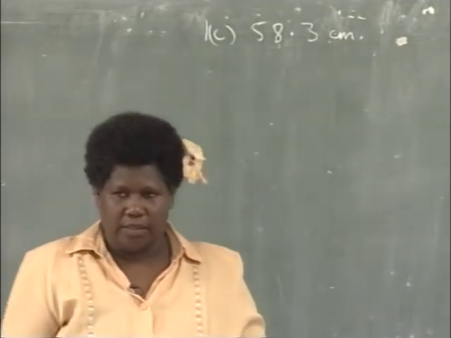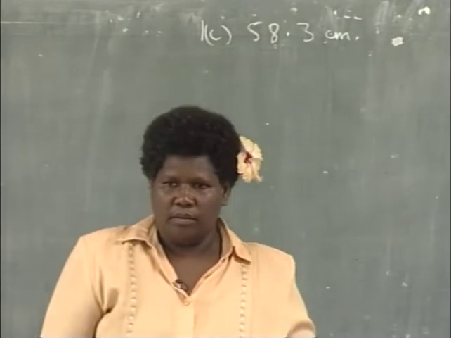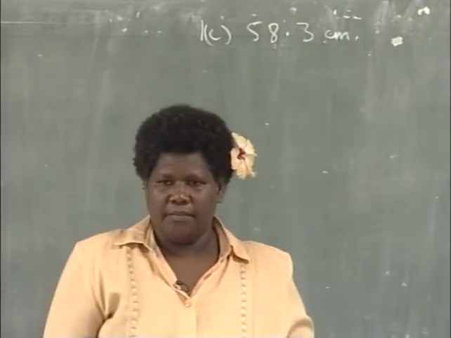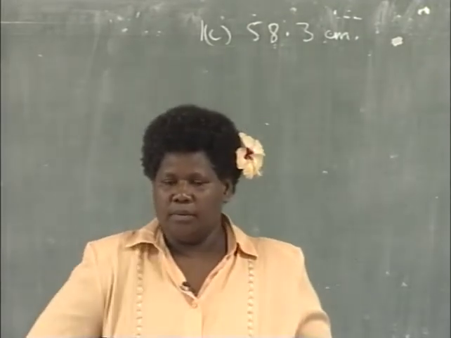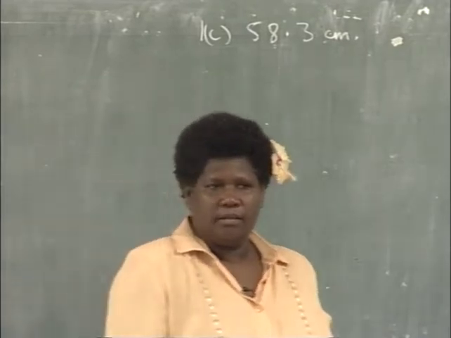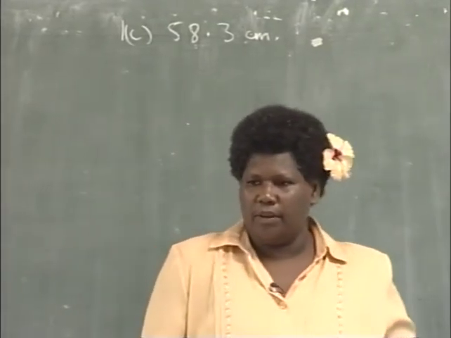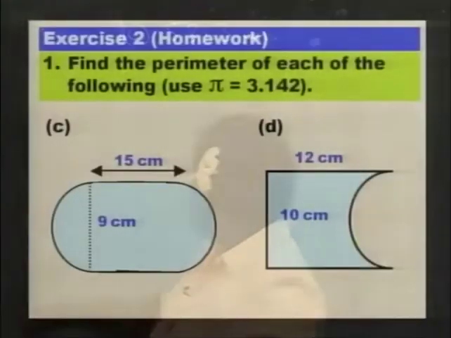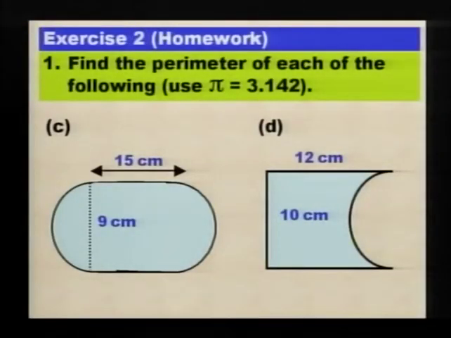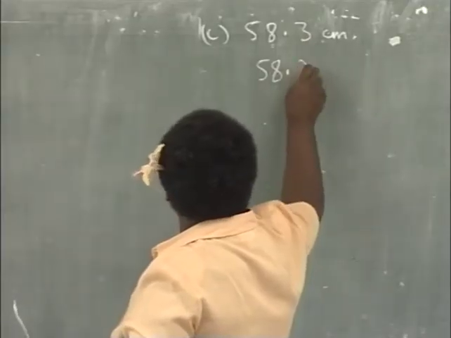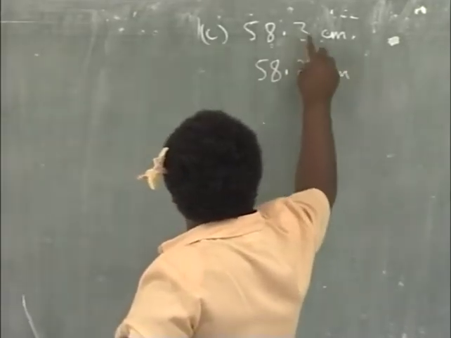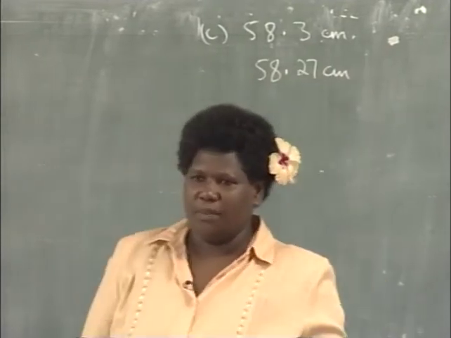Raylene, is your answer the same as Garonamo? What about Agnes? All of you got the same answer? Anyone with a different one? Miriam? What's yours? 58.278. Okay, that's to 2 decimal places. This one is to 1 decimal place.